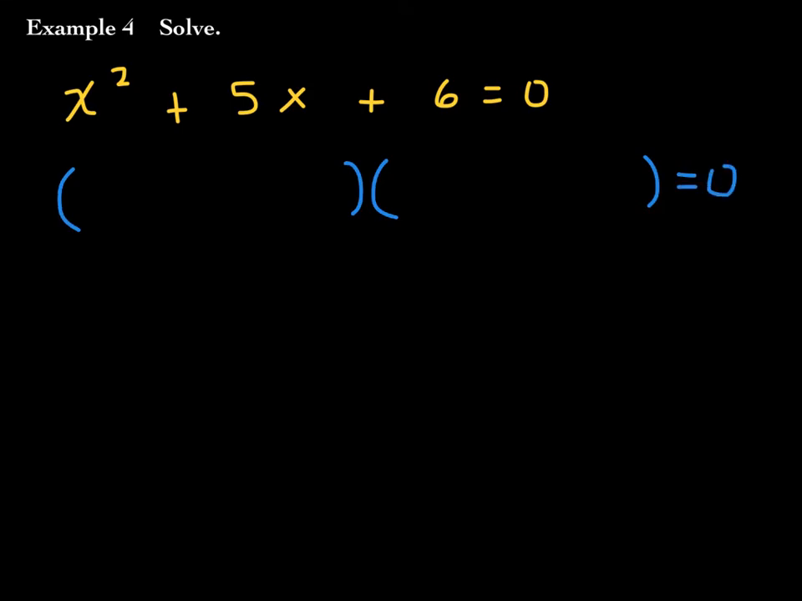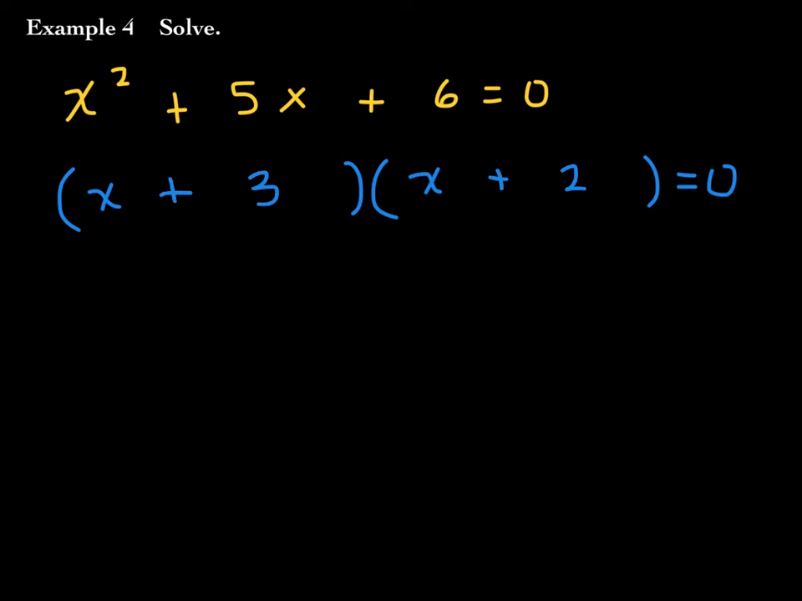Don't forget that this is an equation set equal to 0, so put equal to 0. And the factorization must start with x and x, because x times x will get us x squared. Both of the signs must be positive because the last term is positive and the middle coefficient is positive. And I'm looking for factors of 6 that add to 5, so that would be 3 and 2.